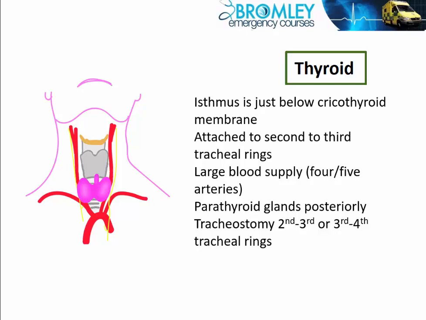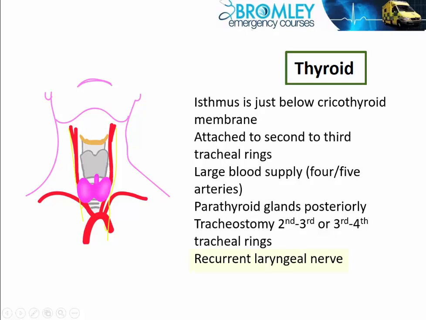An actual surgical tracheostomy is done a little further down than that, counting down the tracheal rings. It's usually done through the 2nd and 3rd ring, or sometimes through the 3rd and 4th tracheal ring. And of course, the 2nd and 3rd exactly corresponds with the isthmus of the thyroid gland, so it needs to be tied off carefully during dissection.